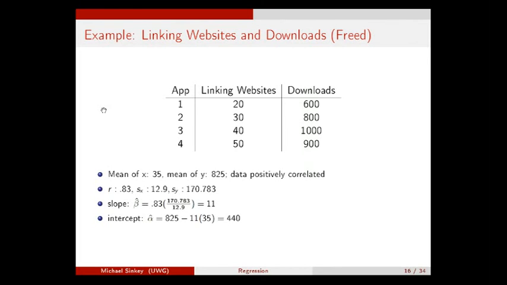The slope, I take the correlation coefficient times the ratio of standard deviation. So I've done steps 1, 2, and 3. Step 4 is finding the slope. I take 0.83 times these ratios, and I get 11. The intercept, I know the mean of x is 35. I know the mean of y is 825. I take the mean of y minus the slope, which is 11, times the mean of x, which is 35. So I take 825. I subtract 11 times 35, which is 385, and I get 440.